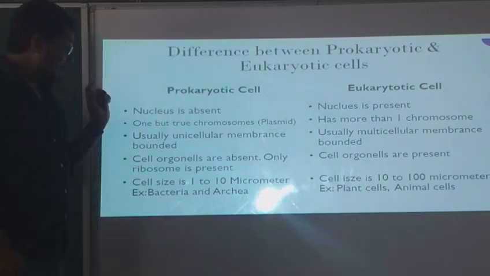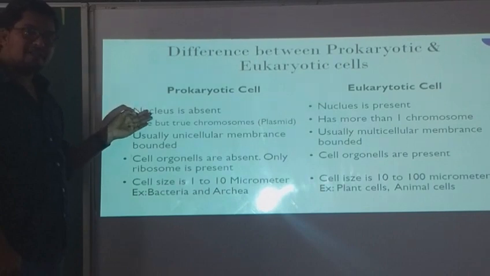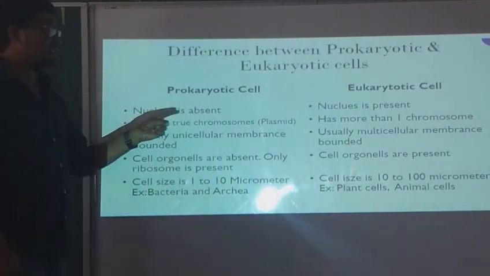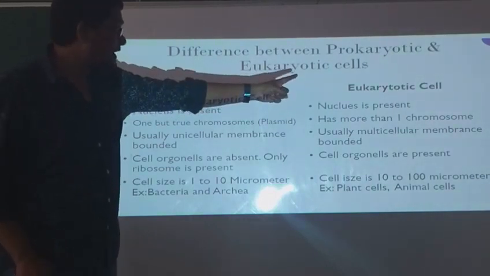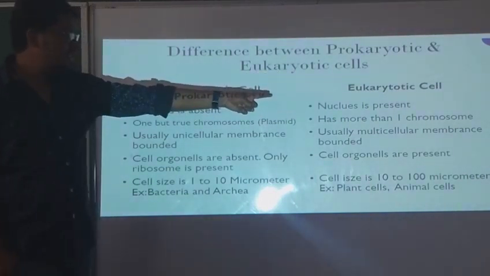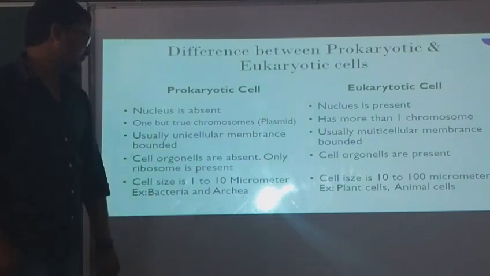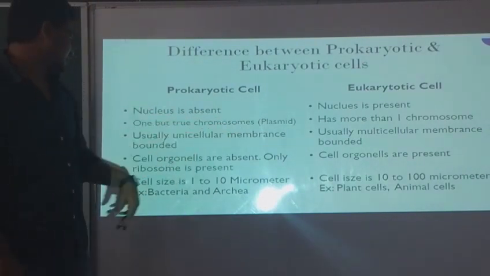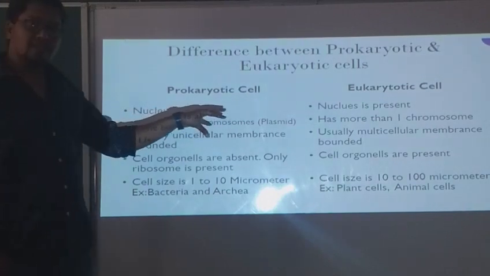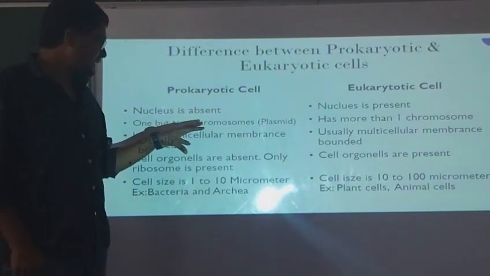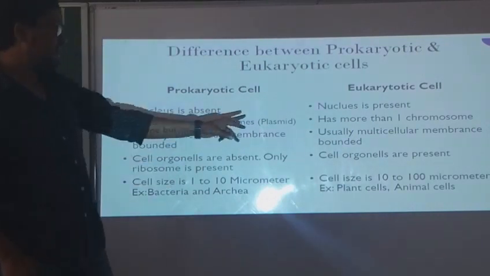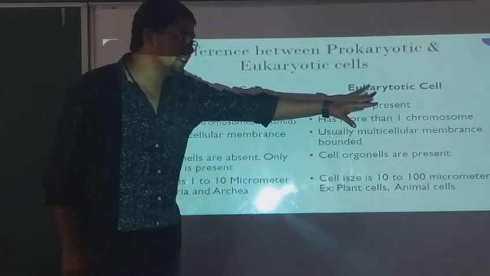But what I want you to remember, here we say nucleus is absent, but literally speaking, nuclear membrane is absent in a prokaryotic cell, whereas in eukaryotic cell, nuclear material is covered by nuclear membrane. Next, true chromosomes means total DNA. The total DNA is organized to form a single chromosome, but in eukaryotic cell, it has more than one chromosome.